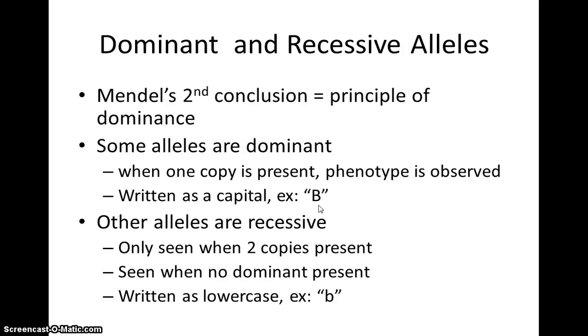Some alleles, though, are going to be what's called recessive, and recessive traits are only seen if you have 2 copies present and there's no dominant there. So as long as there's not a dominant gene, then you can see the recessive. This usually means you have to have 2 copies of this one. So these can be written as lowercase, and another example of that would be like little b.